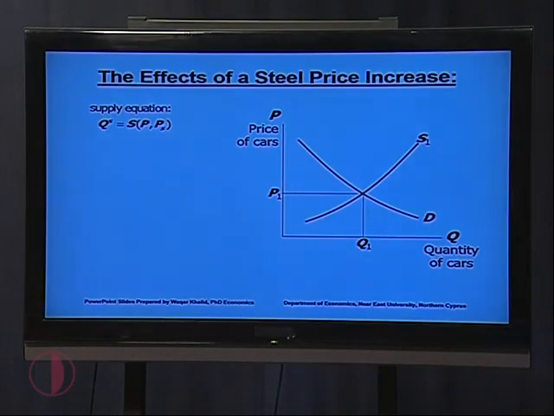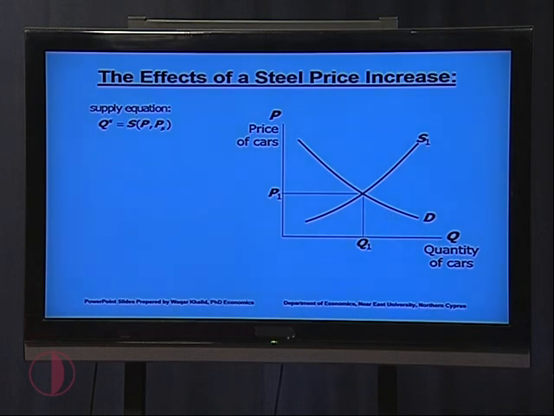Now the second example is the effect of a steel price increase. As we know, steel is an input for a producer's supply. Now if there is an increase in the price of steel, how will it affect the supply, and how will it affect the market equilibrium position?